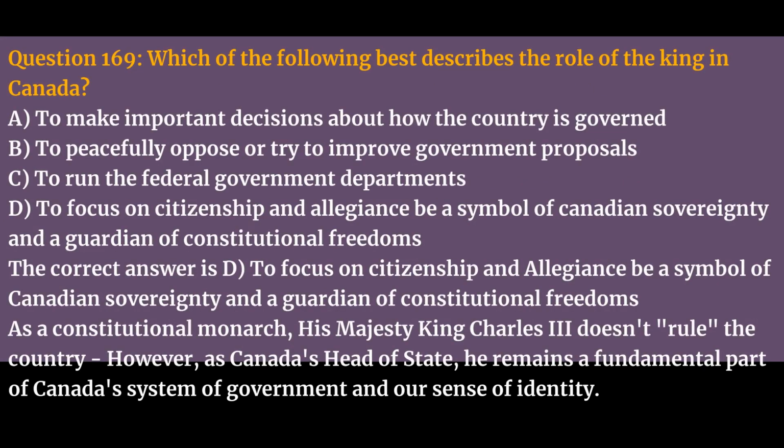Question 169. Which of the following best describes the role of the King in Canada? A. To make important decisions about how the country is governed. B. To peacefully oppose or try to improve government proposals. C. To run the federal government departments. D. To focus on citizenship and allegiance, be a symbol of Canadian sovereignty and a guardian of constitutional freedoms. The correct answer is D. To focus on citizenship and allegiance, be a symbol of Canadian sovereignty and a guardian of constitutional freedoms.